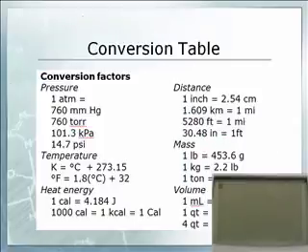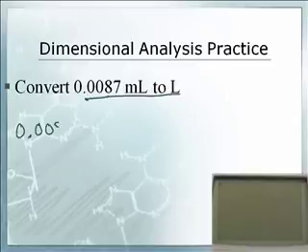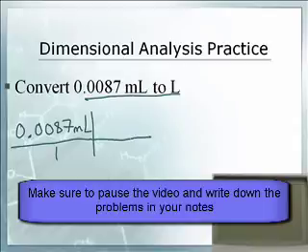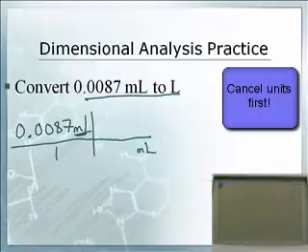Our next problem is milliliters to liters. I write down what I know as a fraction over 1: 0.0087 milliliters over 1. Now I need to convert milliliters to liters. I see that I have milliliters on the top, so in the next fraction, the milliliters are going to go on the bottom.